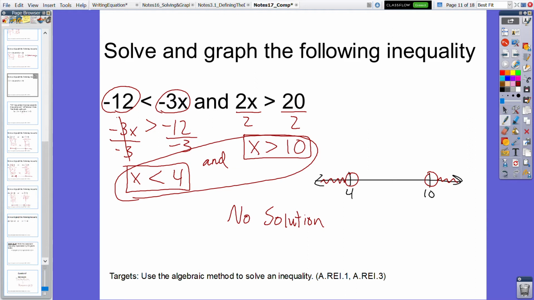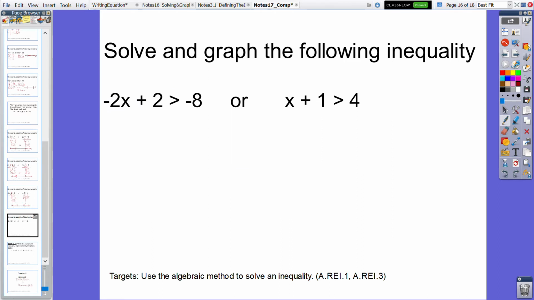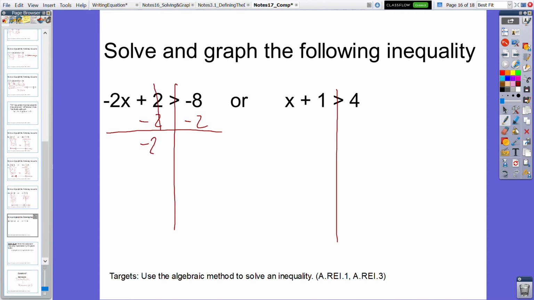If we look at an OR inequality, so let's say we have the compound inequality negative 2x plus 2 is greater than negative 8, or x plus 1 is greater than 4. If we solve both of these inequalities, let's see what happens. So with this one, I'm going to go ahead and subtract 2 from both sides of the first inequality. When I do that, negative 2x plus 2 minus 2 causes me to cancel out my 2's, left with negative 2x here, greater than negative 8 minus 2 is negative 10. And then I go ahead and divide by negative 2 on both sides to get rid of that coefficient. I'm left with x is now less than positive 5.